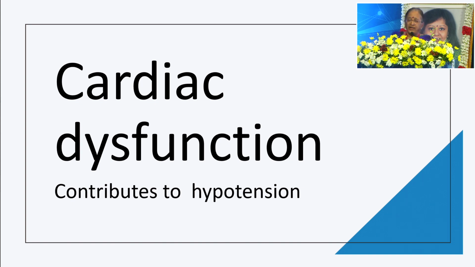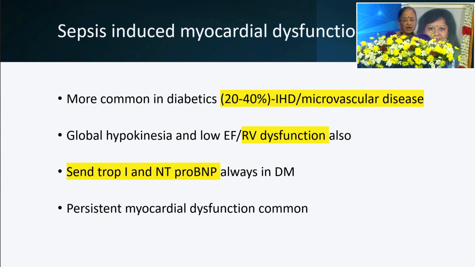Moving on to the cardiac dysfunction, which also contributes to septic shock, hypotension. Much more common in diabetics, much more. That is because of the IHD and also the microvascular disease that you have. You also have a global hypokinesia. You also have an RV dysfunction. Always send in diabetics with sepsis 1 troponin-I and 1 NT-proBNP because myocardial dysfunction is well known.